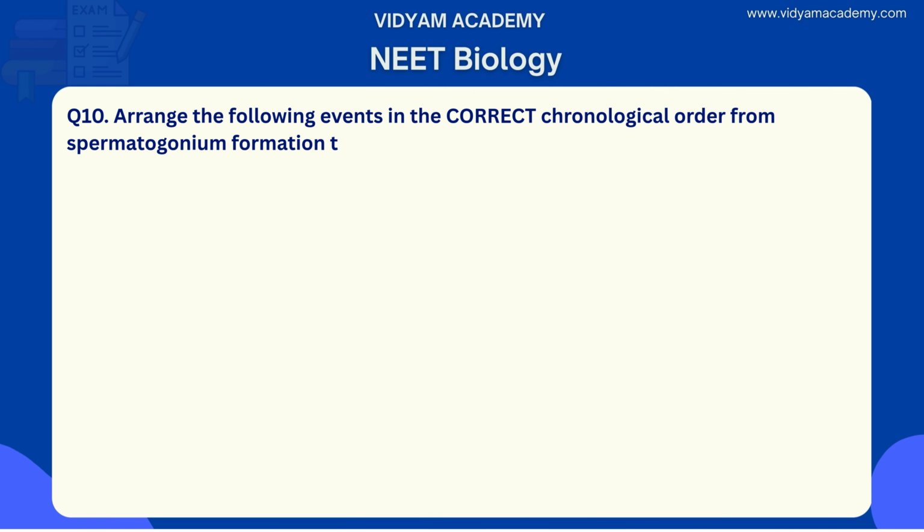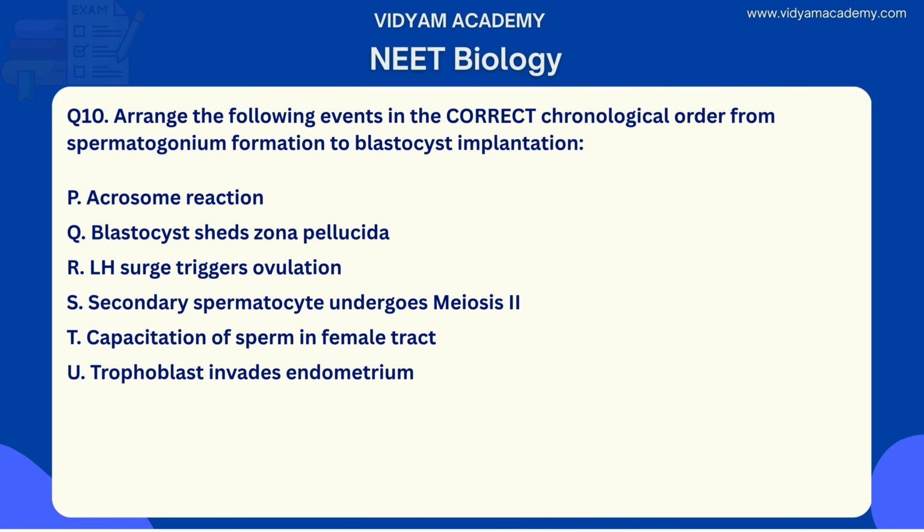And question number 10, complete the sequence. Arrange the following events in the correct chronological order from spermatogonium formation to blastocyst implantation. P, acrosome reaction. Q, blastocyst sheds zona pellucida. R, LH surge and ovulation. S, secondary spermatocyte undergoes meiosis II. T, capacitation of sperm in the female tract. Option U, trophoblast invades endometrium.